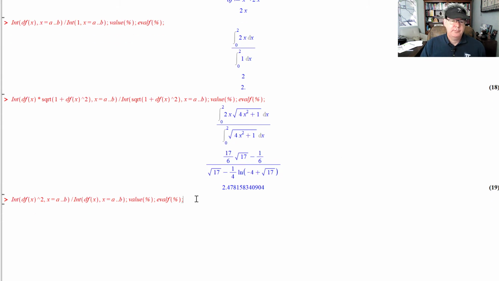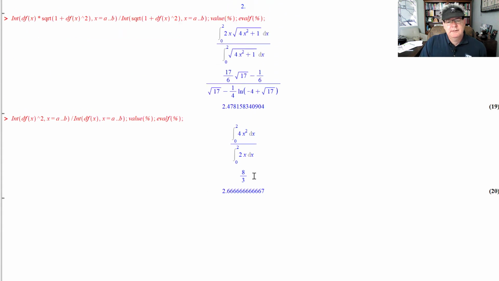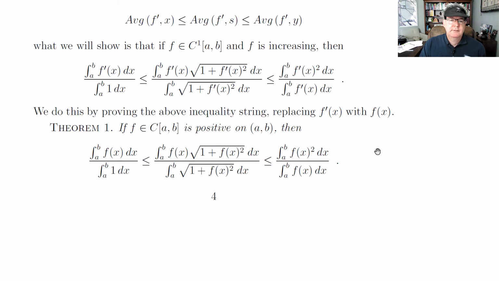And if I took points equally spaced along the y, then it's even higher. So it's the integral of f prime squared divided by the integral of f prime, the change in y. So I thought I'd offer a proof that these averages always go in that direction for increasing f.